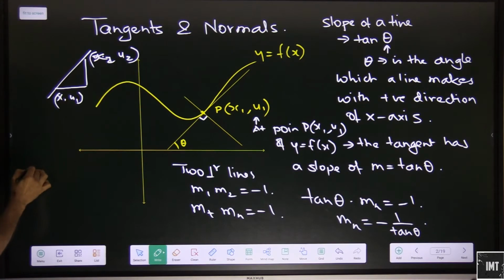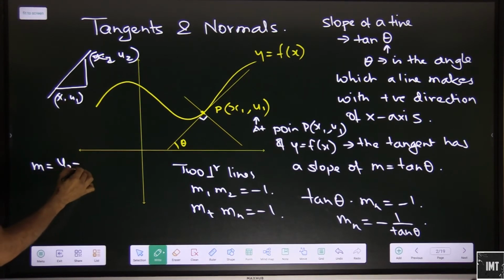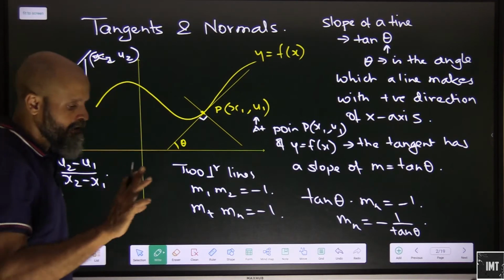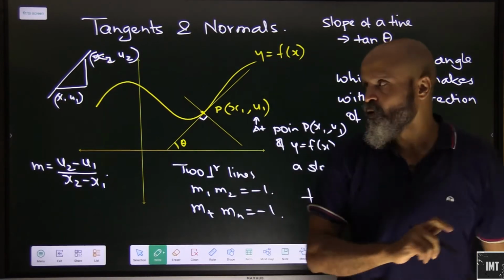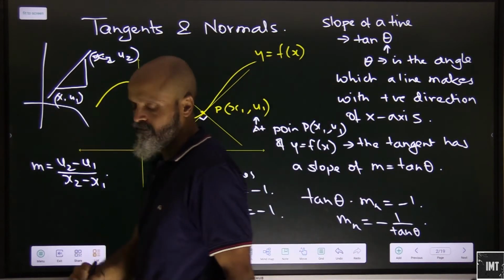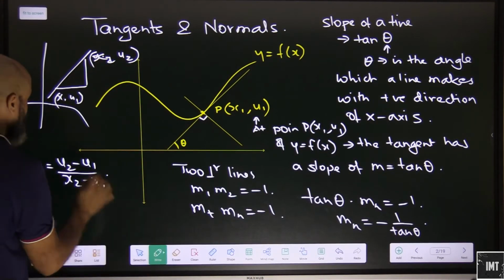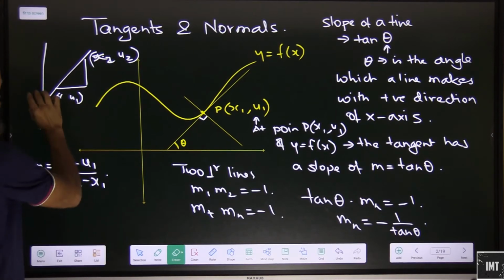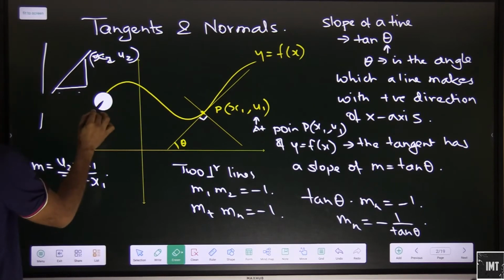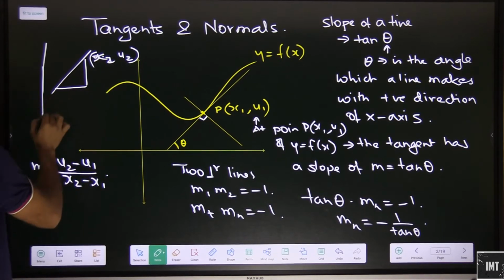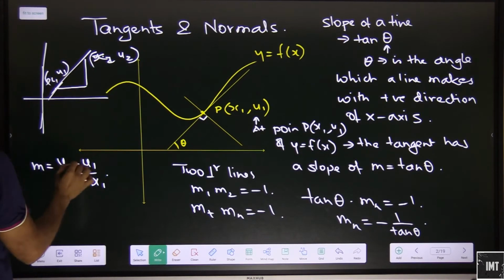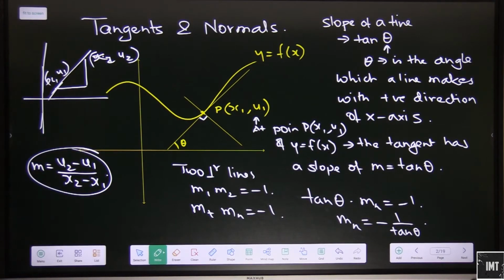So we know that slope is equal to y2 minus y1 upon x2 minus x1. This is for a straight line that has a slope. For a straight line graph, we will have the slope as y2 minus y1 upon x2 minus x1.